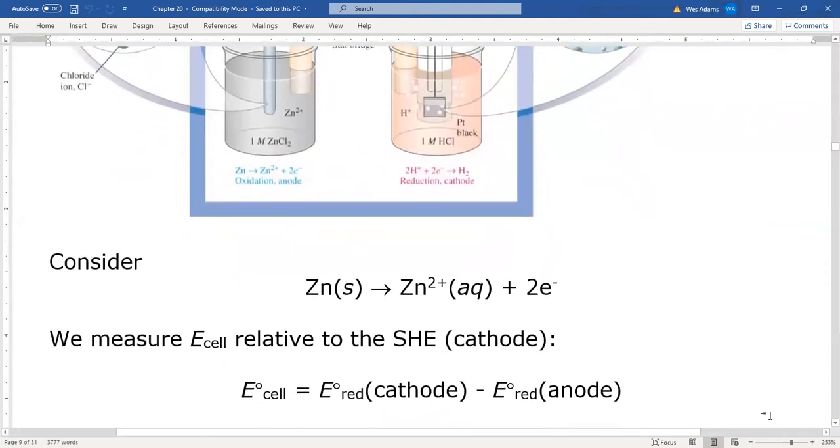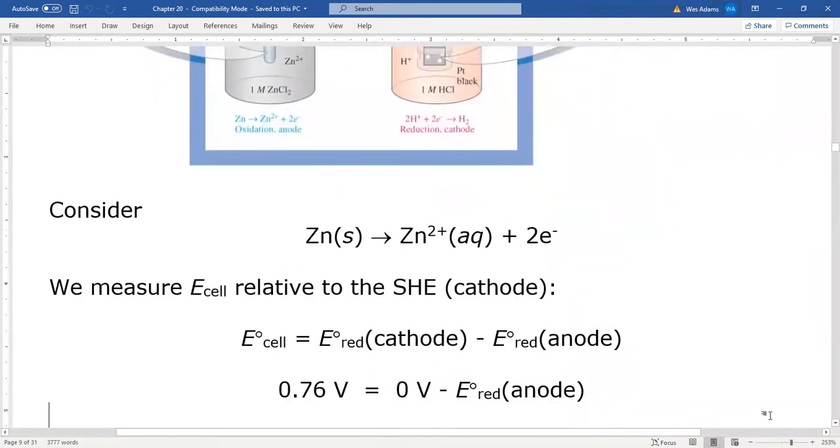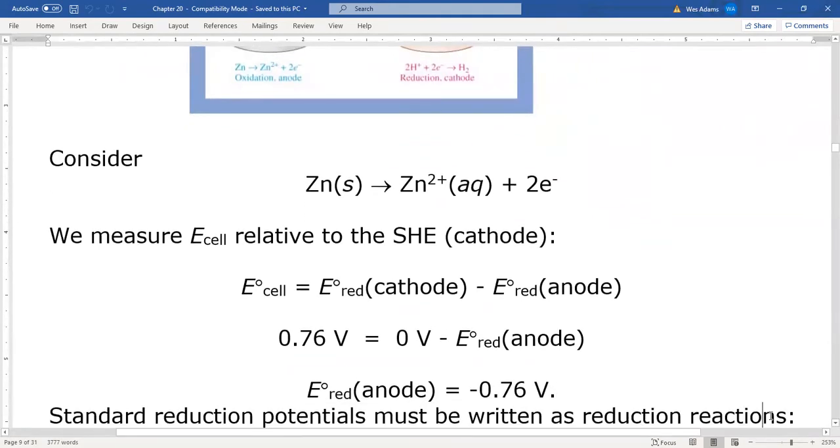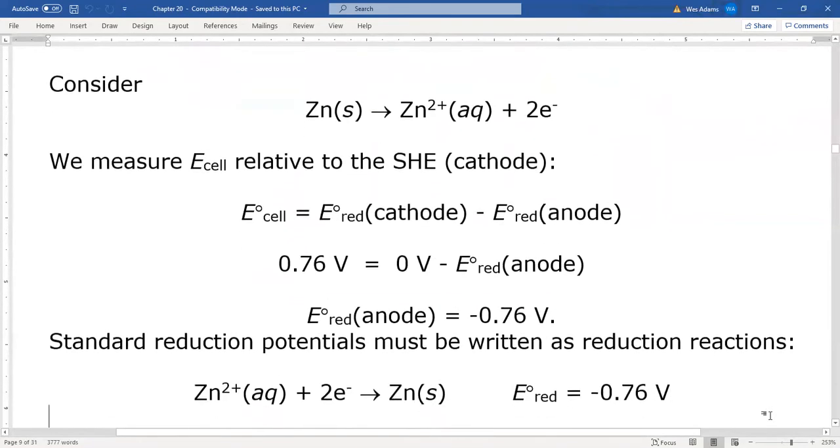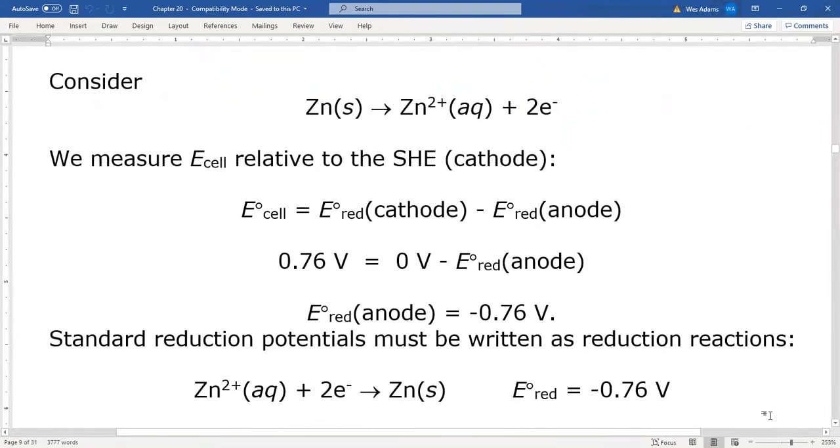And so if we look at that relative to the standard hydrogen electrode being the cathode, you put in 0.76 volts, which was the cell potential, equals 0 minus the E standard reduction for the anode. And just like I said, the E standard reduction for the anode is negative 0.76 volts. And so we would write that reaction then as a reduction: zinc 2 plus plus 2 electrons forming zinc metal, E standard reduction negative 0.76 volts.